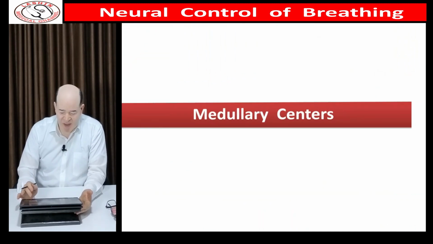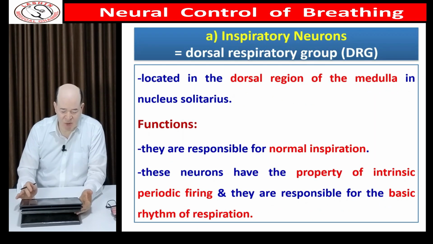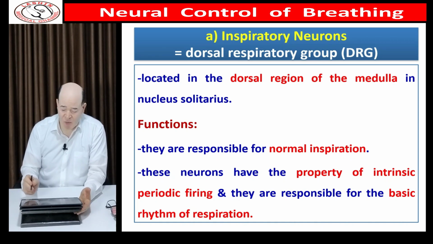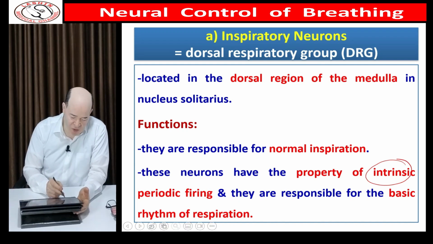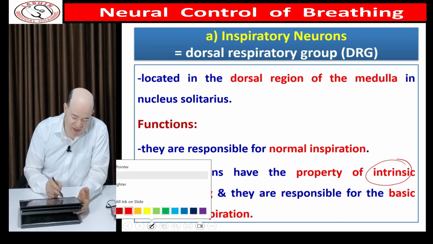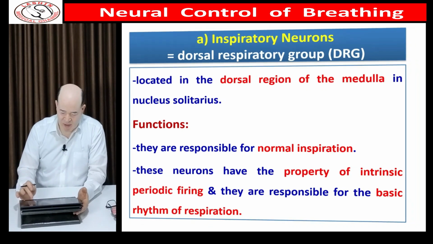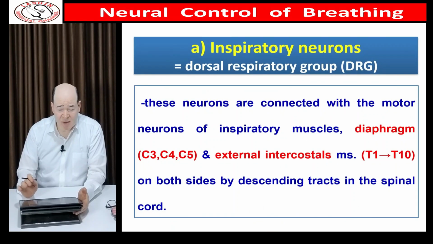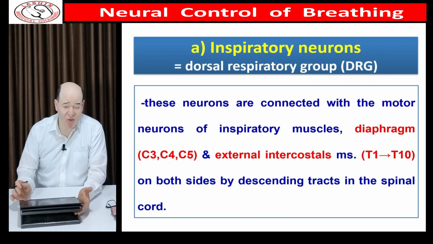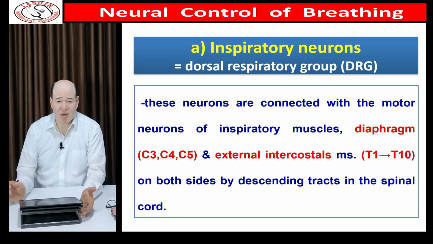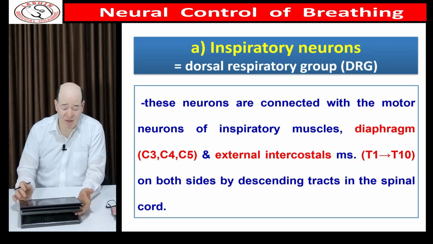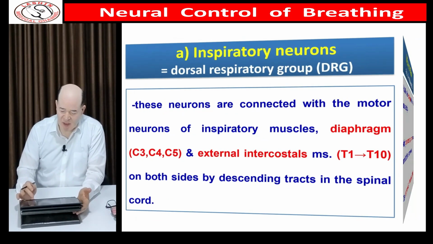So we have medullary centers, the dorsal respiratory group, that are connected with the respiratory muscles, and they have the property of intrinsic periodic firing. However, under normal condition, they are regulated by impulses from the pontine centers. They are connected with respiratory muscles on both sides through the respiratory nerves, which are the phrenic nerve and the nerves supplying the external intercostal muscles.